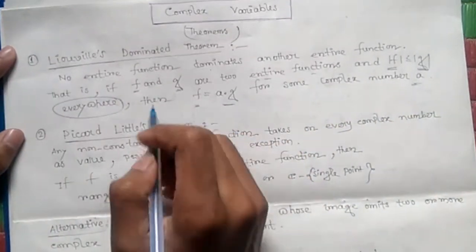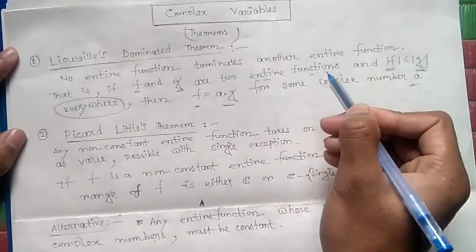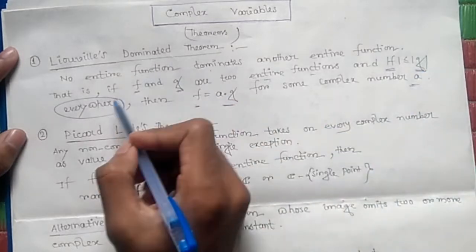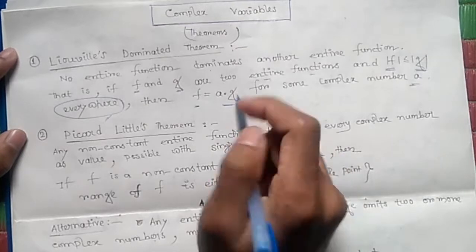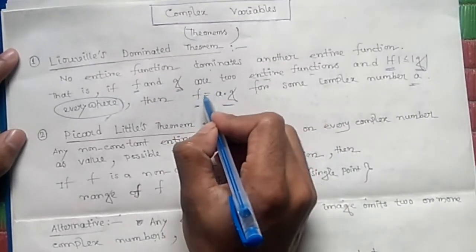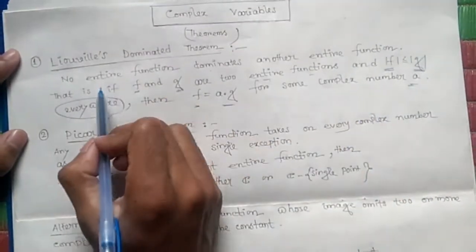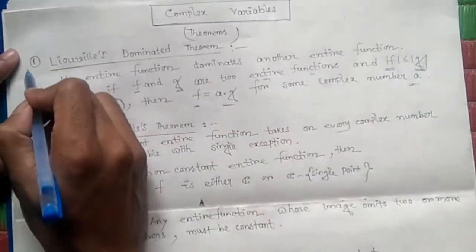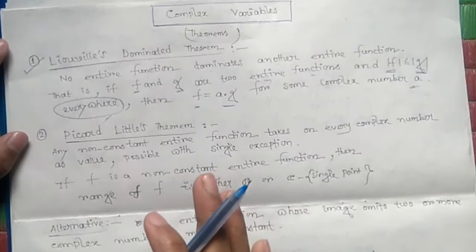That is, if f and g are two entire functions, and if mod f is less than or equal to mod g everywhere, then f equals a dot g for some complex number a. So no entire function dominates another entire function. This is Liouville's dominated theorem. We discuss only the statements of the theorem.